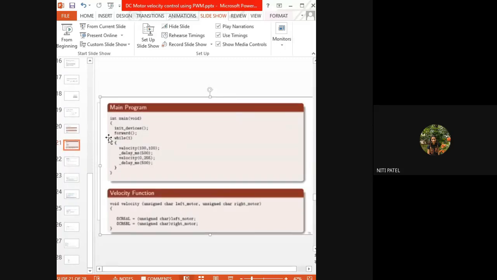ठीक है, so right now only the forward function is defined, but along with forward you can have backward, right, left also. Then last is the velocity function. How do you define a velocity function? By using this OCR, which is going to compare your output. OCR is output compare register. So we will be using AL and BL. Why both lower bits? Because we want to generate the signal of 8 bits only.